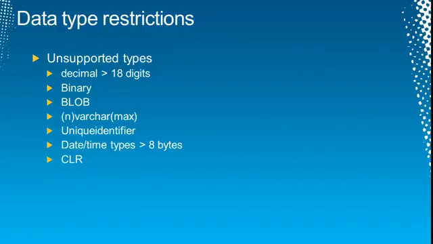Also, unique identifiers are not supported. Unique identifiers are 16-byte quantities, and unfortunately, they're not supported in column store in the first version. Other things that are less significant, like blobs, cannot be part of a column store, but you don't put blobs in a data warehouse fact table anyway. That's just not a typical scenario, so that's not really that big a deal. Probably the biggest ones that may affect you are the decimal and unique identifier.